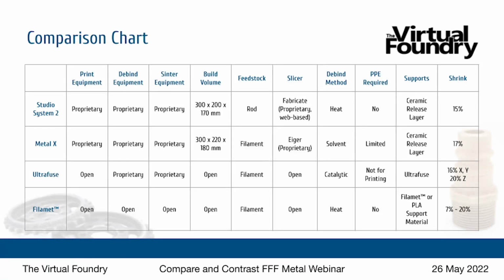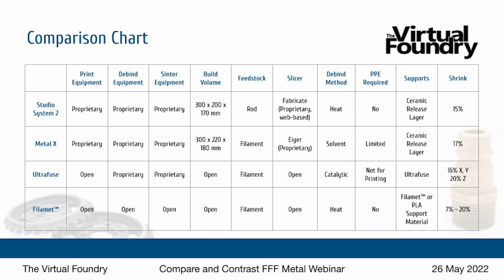The different slicer programs, you can see the closed systems have their own slicer programs. The open architecture filaments are open, use the slicer of your choice. You can see the different debind methods, 2 of them using heat, 1 using a solvent, 1 using a catalytic debind process. Is PPE required in order to work through this system? Desktop Metal Studio system does not require any PPE. You can do that full process start to finish without any protective equipment. The Metal X does require limited PPE for that solvent debind step.